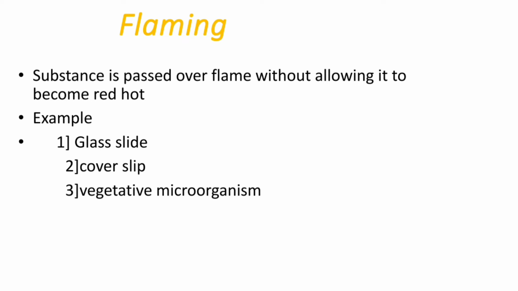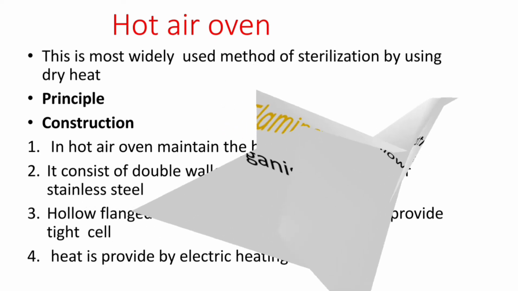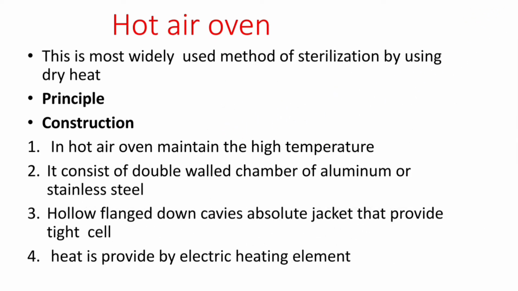Then we see flaming. The substance is passed over a flame without allowing it to become red hot. Examples are cover slip, glass slide and vegetative microorganisms. Then we see hot air oven. This is the most widely used method of sterilization by using dry heat.